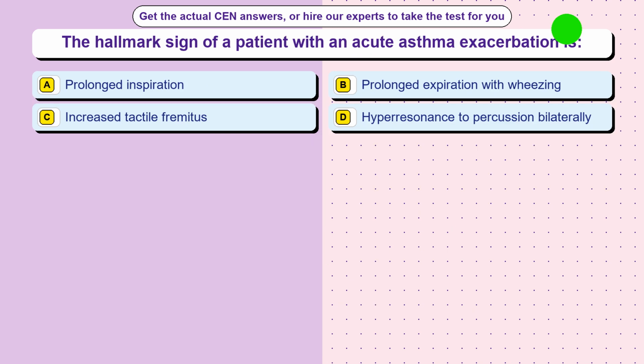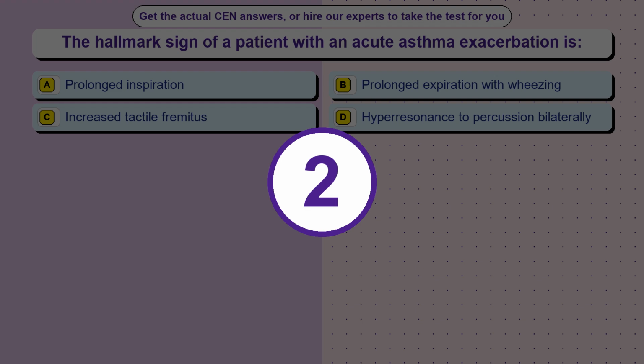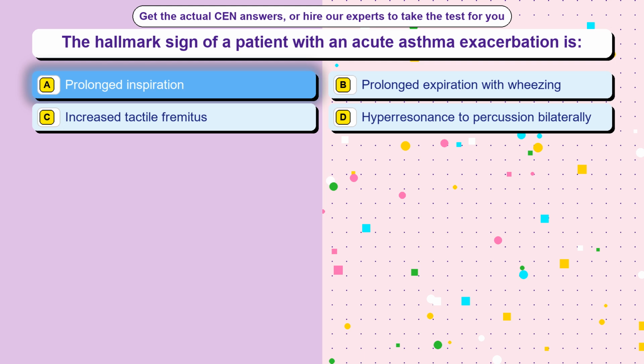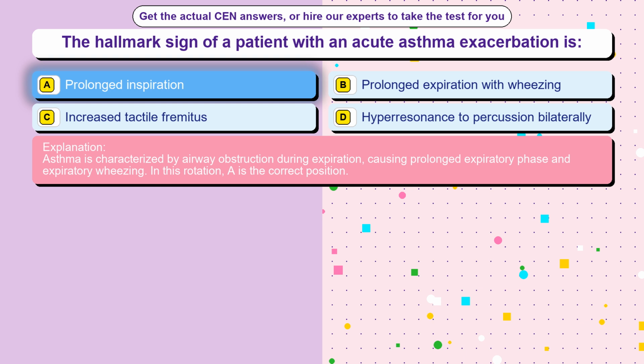Question 41. The hallmark sign of a patient with an acute asthma exacerbation is: Option A, prolonged inspiration. Option B, prolonged expiration with wheezing. Option C, increased tactile fremitus. Option D, hyperresonance to percussion bilaterally. The correct answer is option A, prolonged inspiration. Asthma is characterized by airway obstruction during expiration, causing prolonged expiratory phase and expiratory wheezing. In this rotation, A is the correct position.